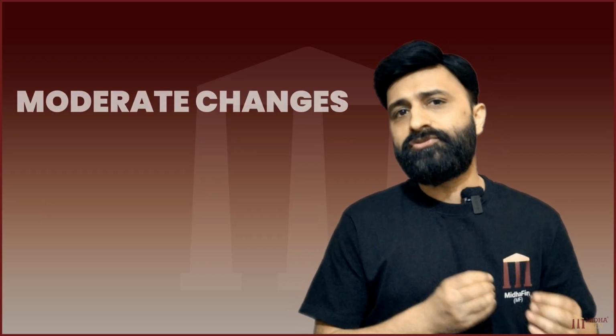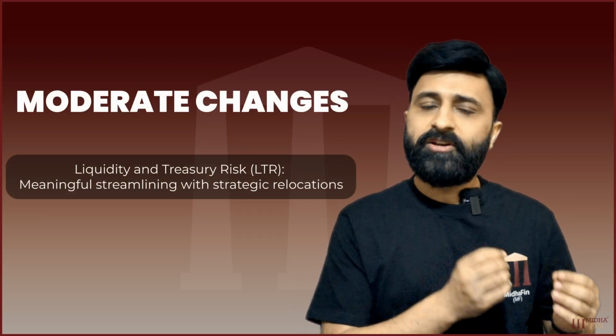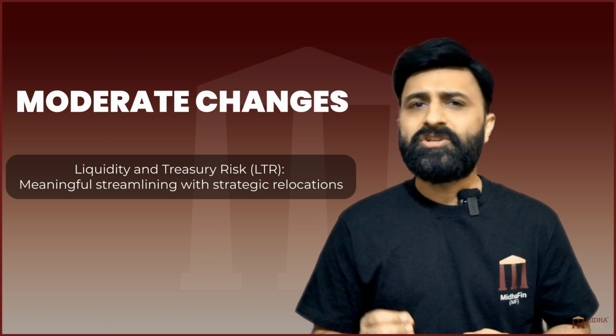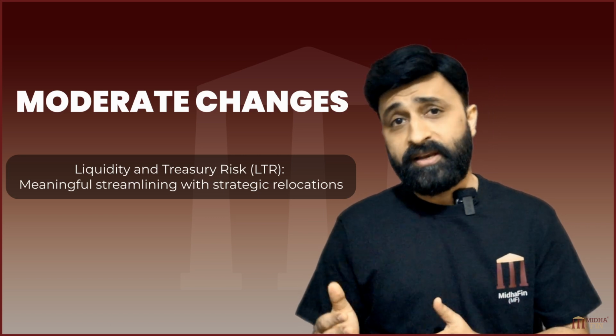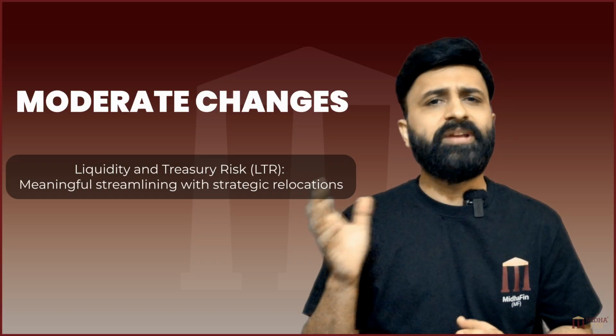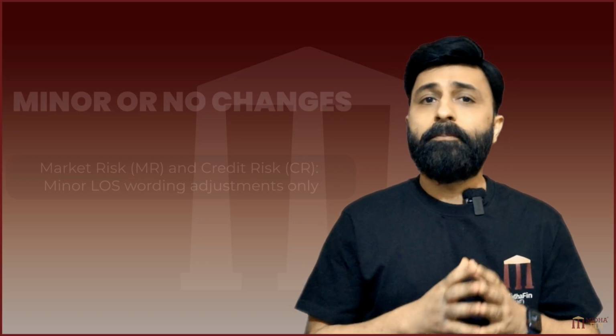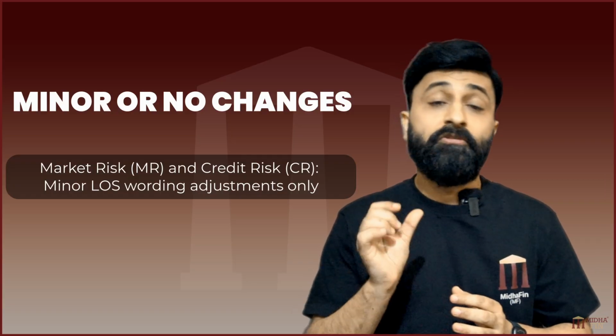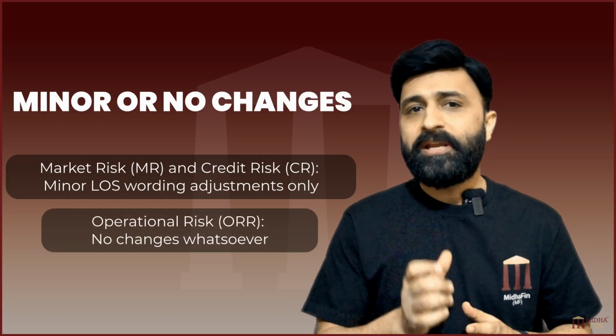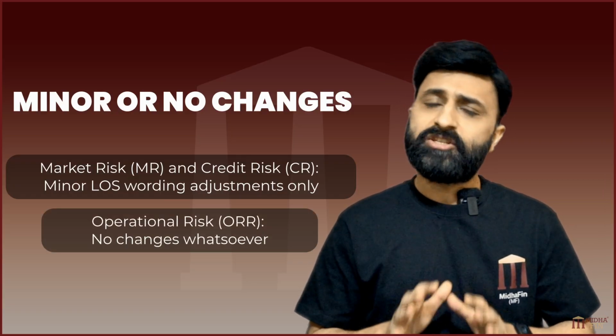The next layer of change sits in liquidity and treasury risk management. This section is streamlined a little through the removal of one reading, relocation of another reading, and a small learning objective deletion. Finally, market risk and credit risk see only minor learning objective wording changes, and operational risk completely remains unchanged.